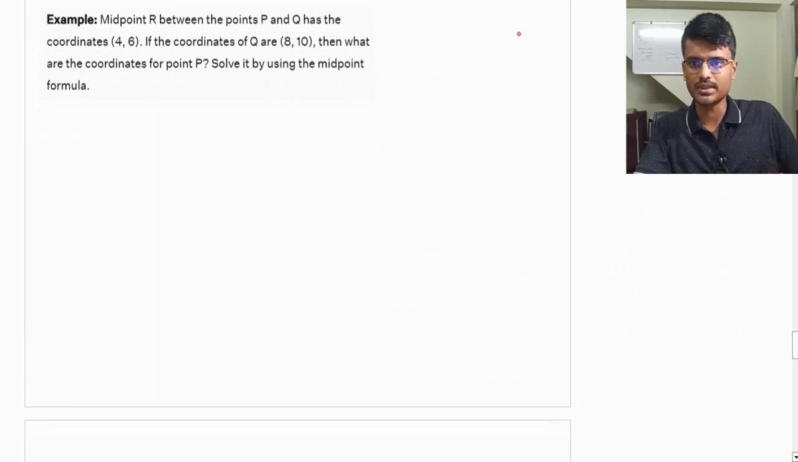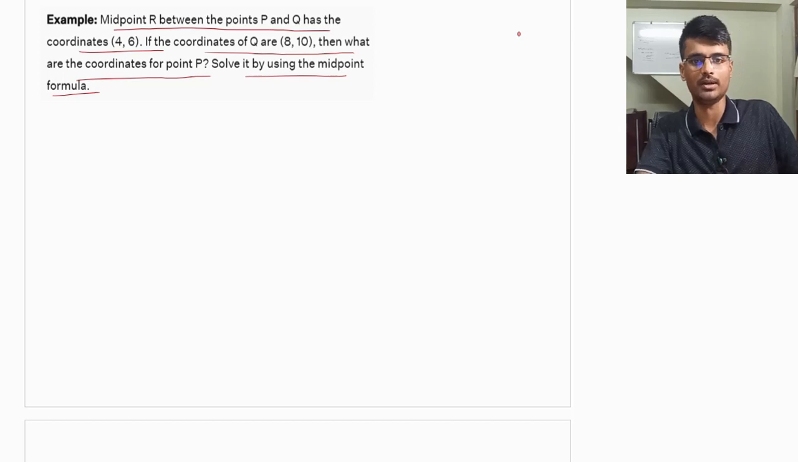Yeah, so this is an interesting thing. Midpoint R between the points P and Q has the coordinates 4, 6. If the coordinates of Q are 8, 10, then what are the coordinates for point P? Solve it by using the midpoint formula. So what is the midpoint formula? Interesting. So let's apply the same knowledge we have. So this is the section formula.